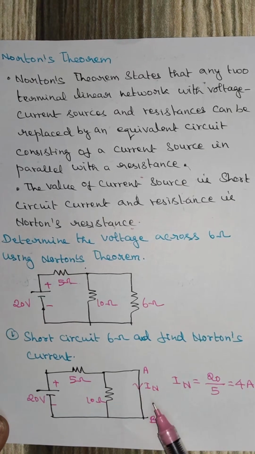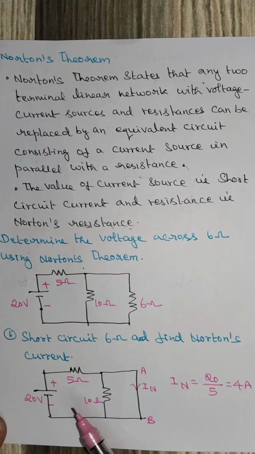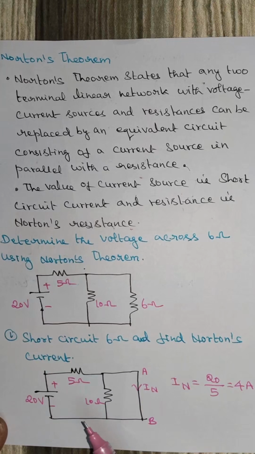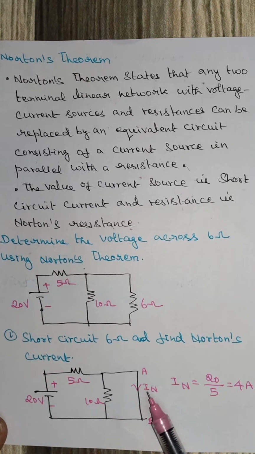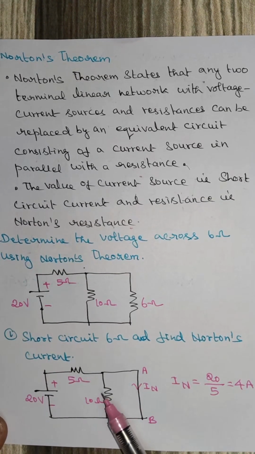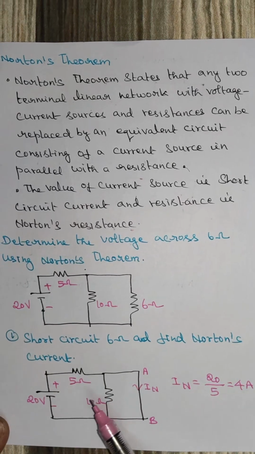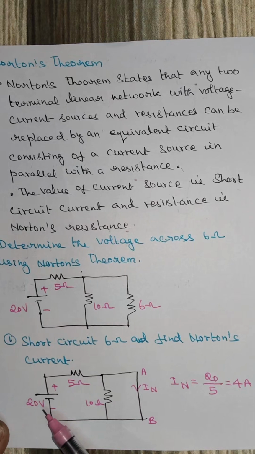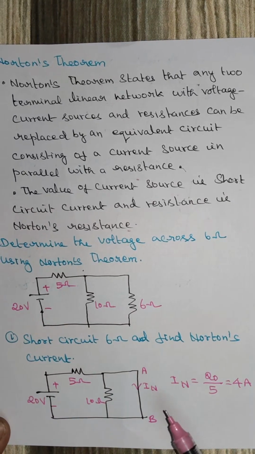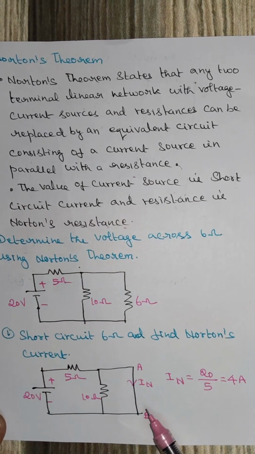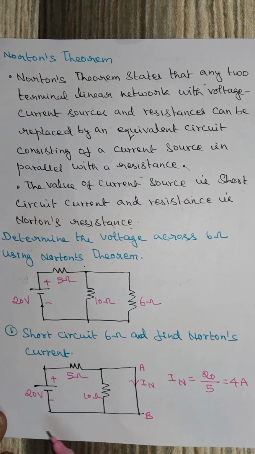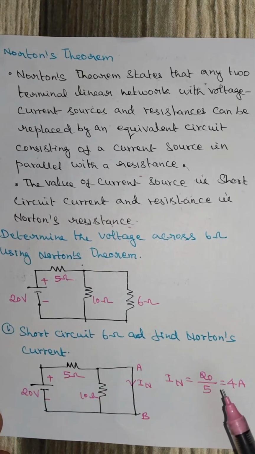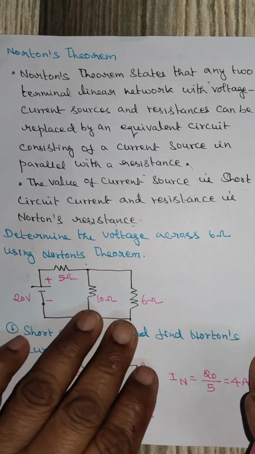Now the current IN can be calculated using simple Ohm's law, because since it is short circuited, there is no current flowing through the 10 ohm resistor, and the entire current developed by the 20 volt voltage source is flowing through the short circuit path IN. So IN is given by 20 volt by 5, which is 4 ampere.